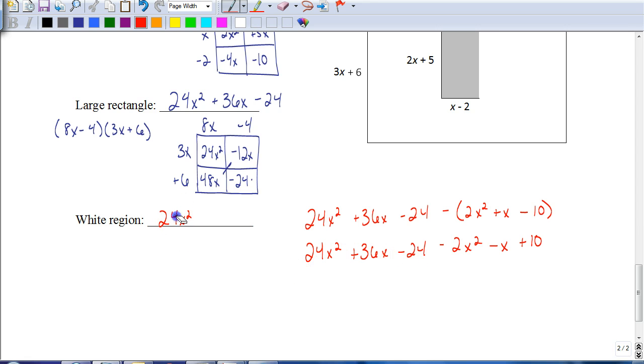So now when I combine like terms, I'm going to start with the 24x squared minus the 2x squared, I forgot about that. 24x squared minus 2x squared would be 22x squared. I like to cross things out as I get done with them, so that way I can focus on what I have left over and make sure that I also don't forget about anything.